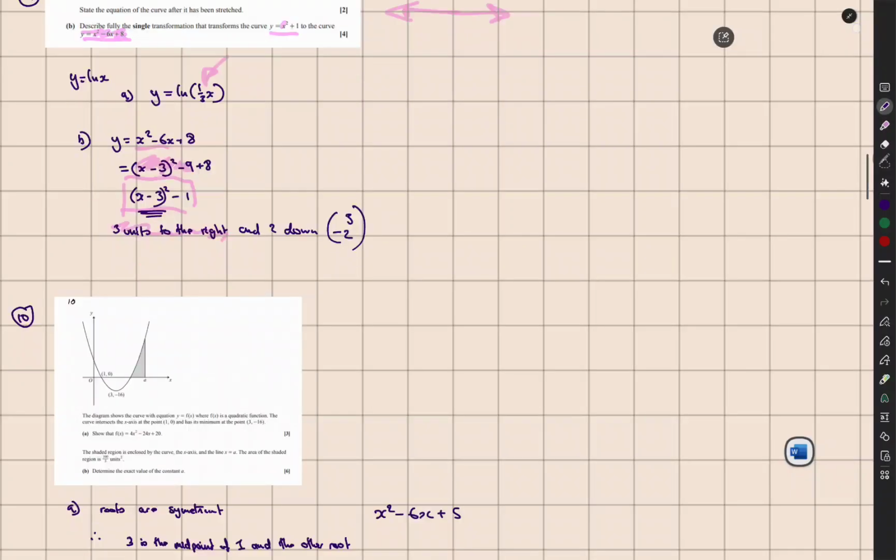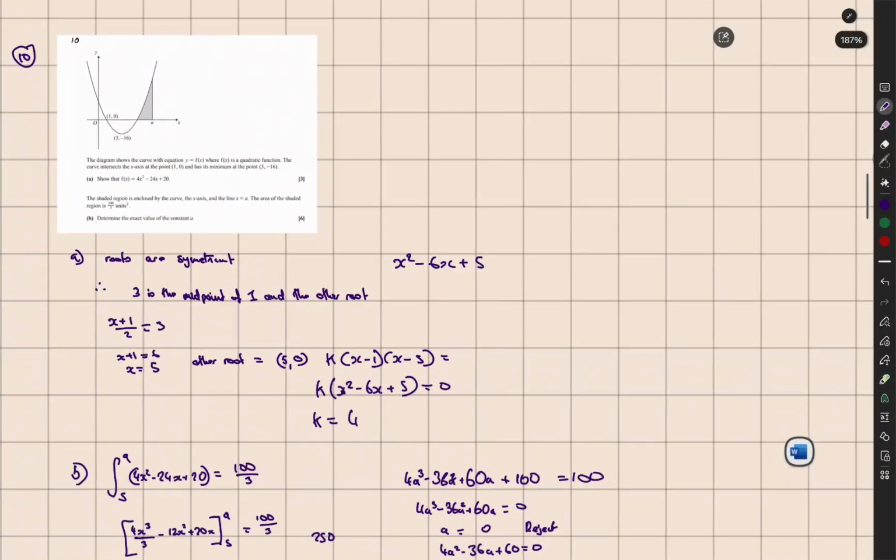Okay, question 10. We've got this diagram of this curve, and we can see a few things about the curve. We can see a turning point here. We can see one point of intersection here. We know it's a parabola given the order of the function here being 2. So we can tell straight away that there's going to be a line of symmetry here, and we should be able to figure out something about that straight away.